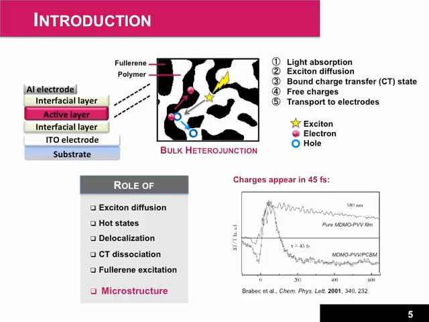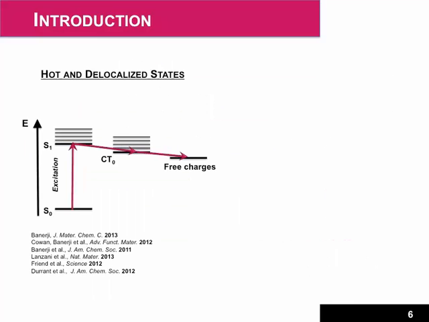There are lots of questions about hot states, delocalization, about how the charge transfer state dissociates. I'll come back to that in a moment. What happens when you actually excite the fullerene and not the polymer? And maybe one of the most important factors that rules a lot of the photophysics, and rules all the other factors, is the microstructure, because it's rarely the case that you really get a clean two-phase picture.